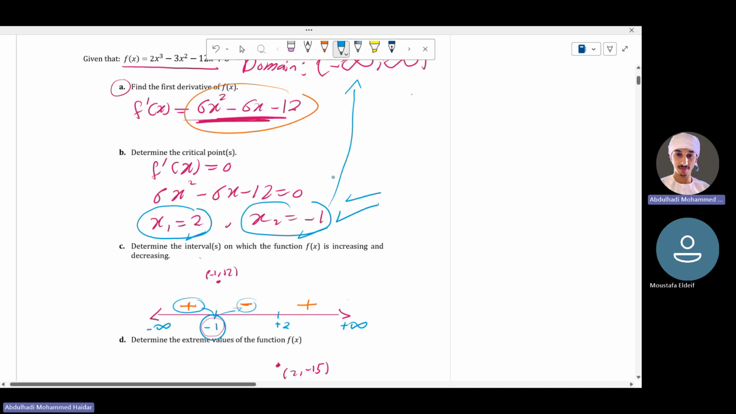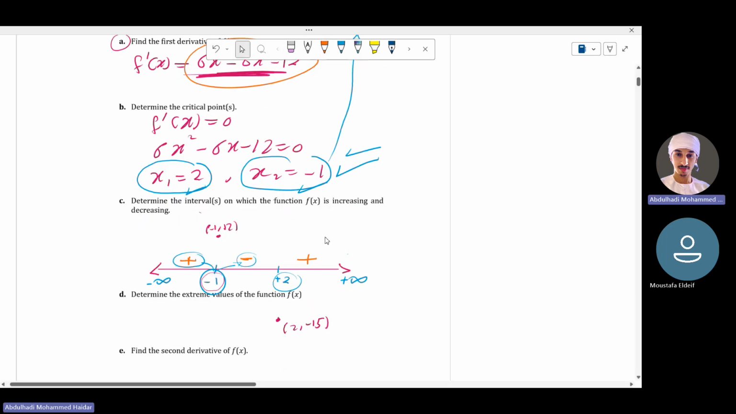Okay. 2 also has different signs, minus and positive, so it is officially a critical point. But let's assume that for 2, we delete this, and it has only minus. So 2 is not a critical point. Why? Because it has the same sign, minus, minus. Okay. So now, because it has 2 different signs, same as -1, it is a critical point. Okay, good.